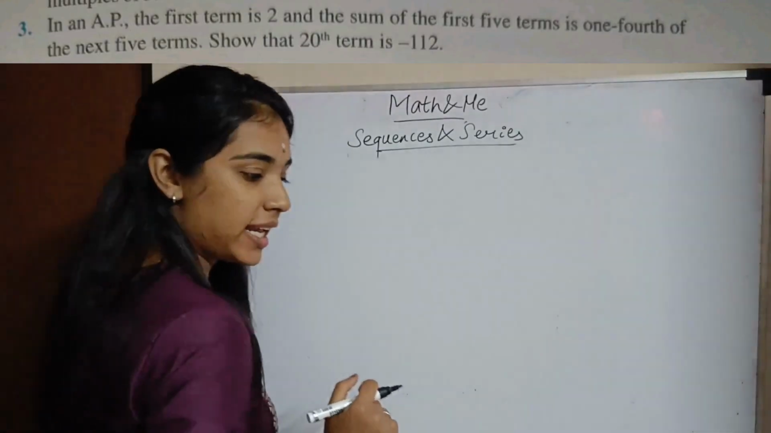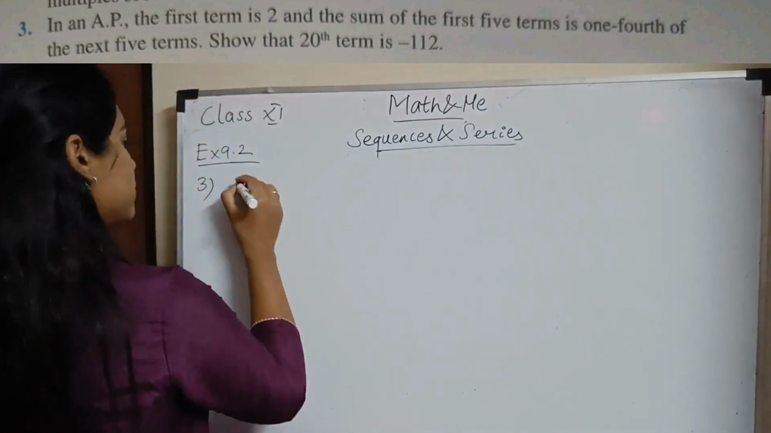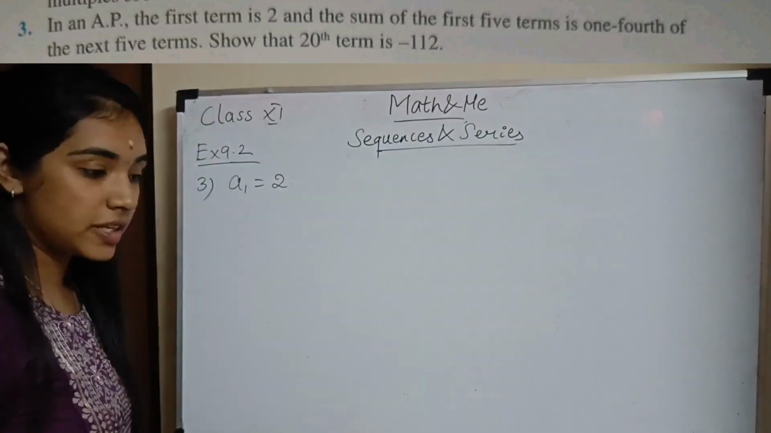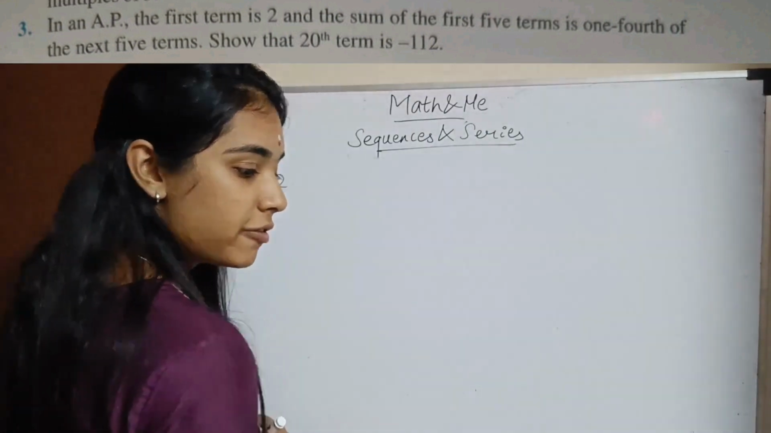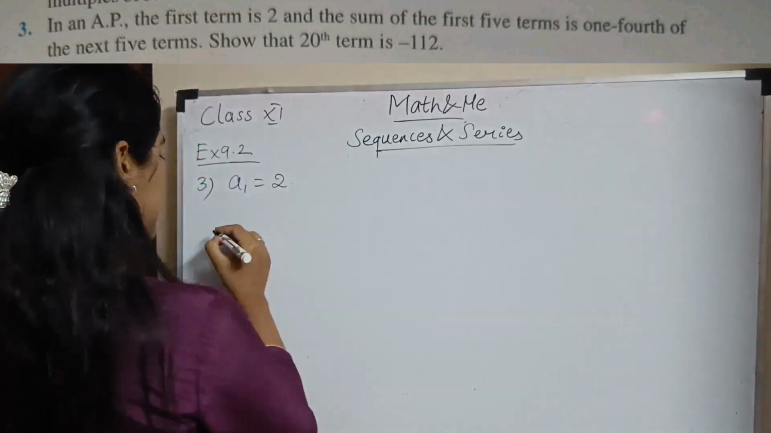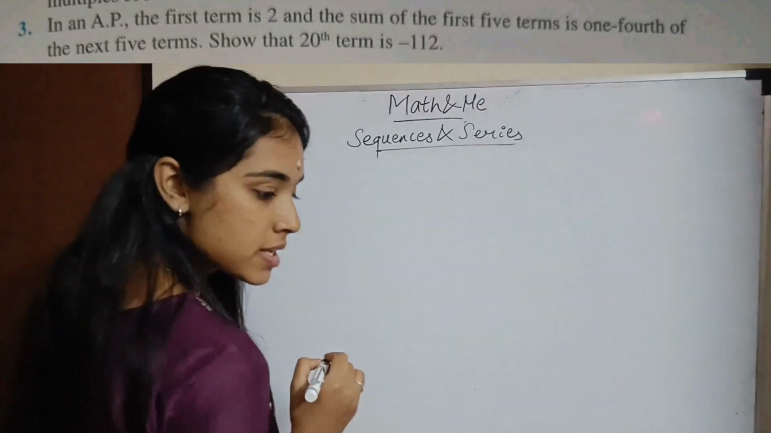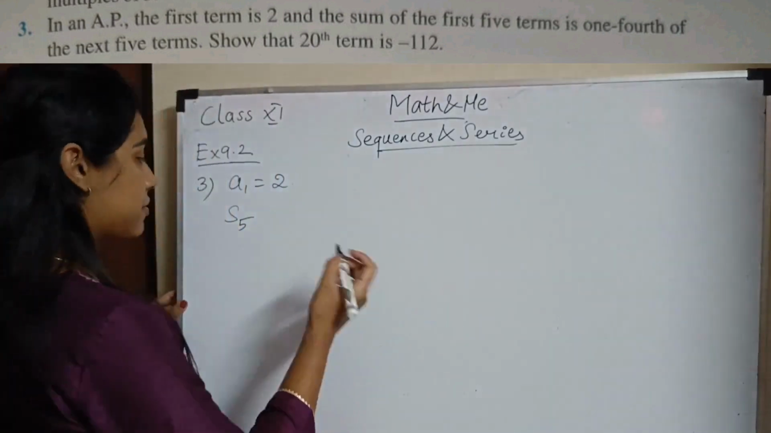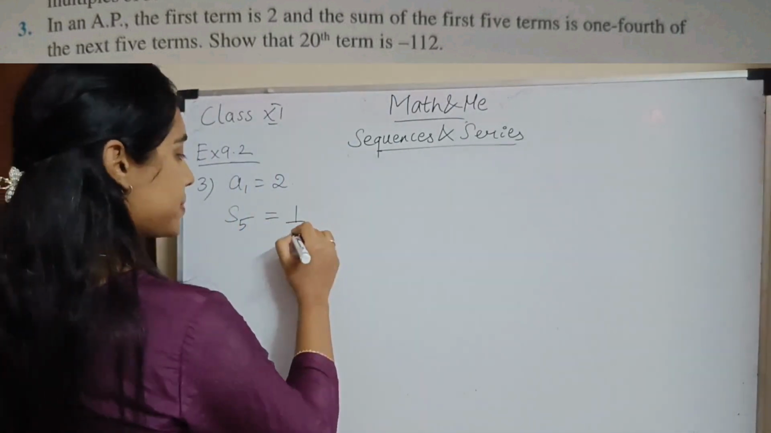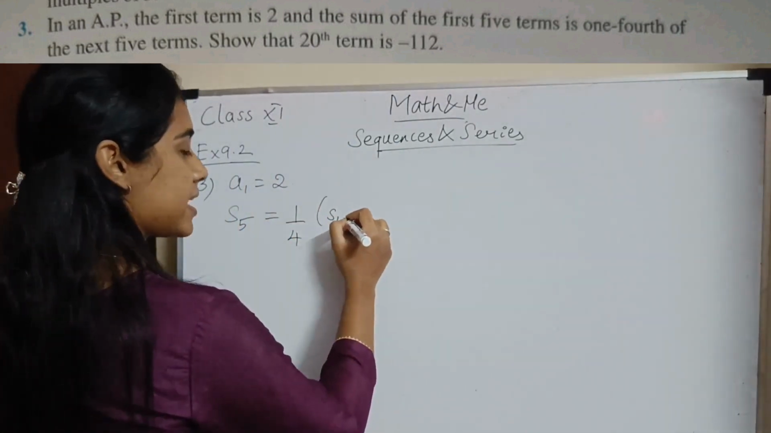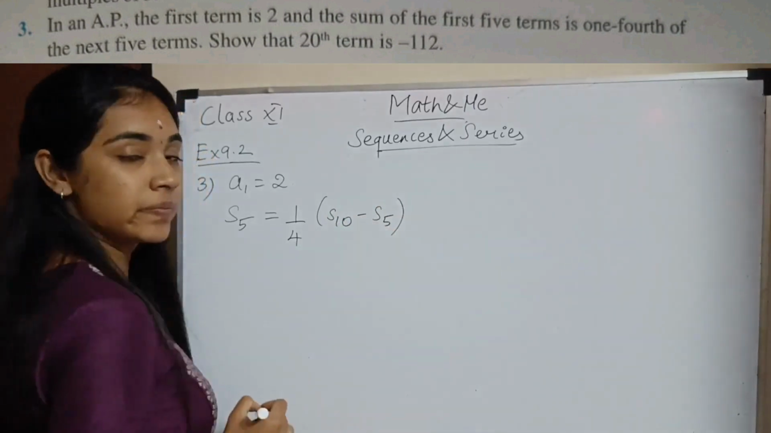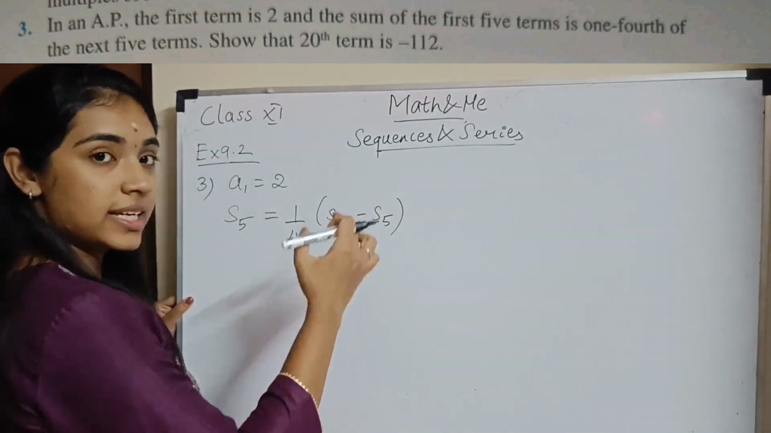Third question. In an AP, the first term is 2. The sum of the first 5 terms is 1/4 of the next 5 terms. What is the next 5 terms? It is 1/4 times S10 minus S5. Correct? This is the sum of the next 5 terms.